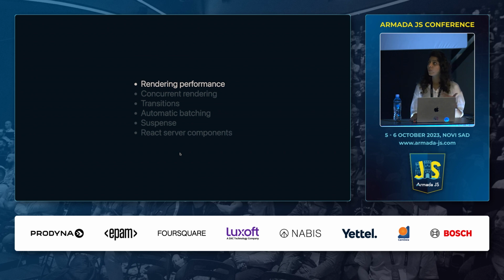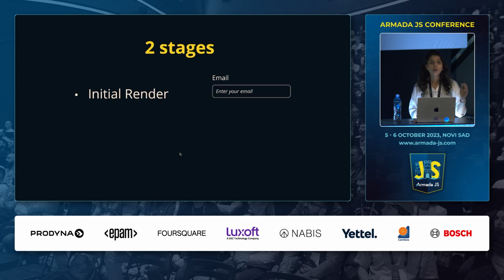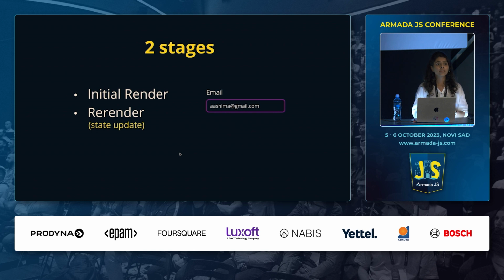So talking about rendering performance, first, let's see what rendering is. Rendering is when the browser paints a bunch of stuff on the screen to display it to the user. Usually, there are 2 stages of rendering. One is when a component appears on the screen for the first time, and this is what we call the initial render. The second one is when the component is already on the screen and the user interacts with it, so the browser has to re-render it to show the updated result to the user. This is called a re-render.